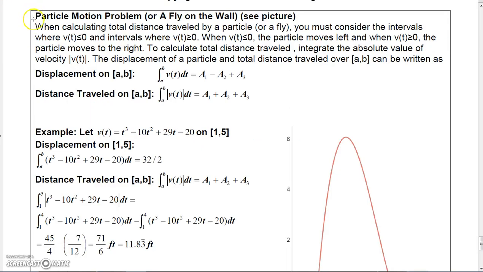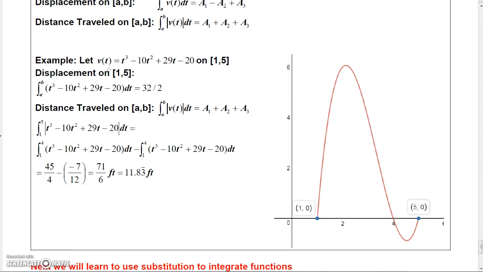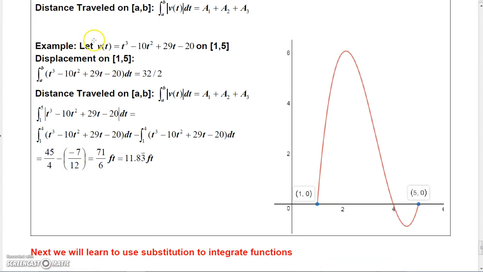I'm going to throw this in quickly, but when calculating total distance traveled by a particle, you must consider the intervals where the velocity is below 0 or above 0. And so let me go ahead and just show you an example. Suppose the particle is traveling on this path from 1 to 5. Well, that function over here from 1 to 4, it's above the x-axis, and from 4 to 5 it's below the x-axis.